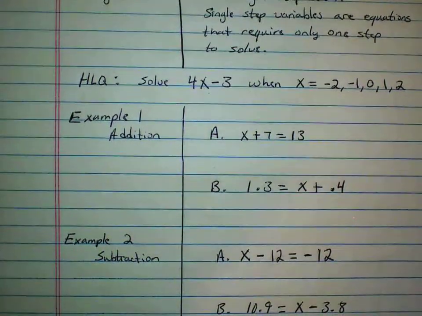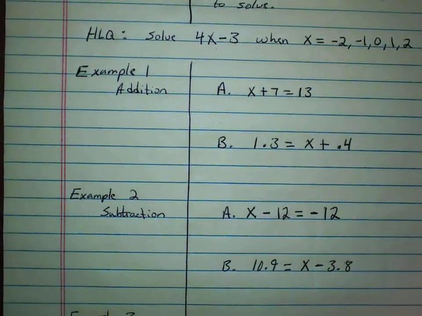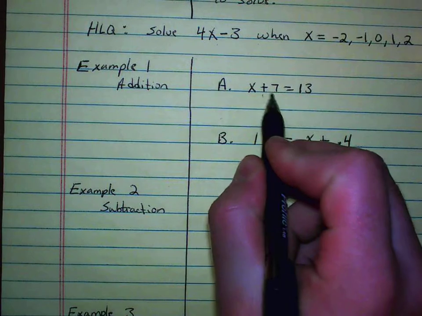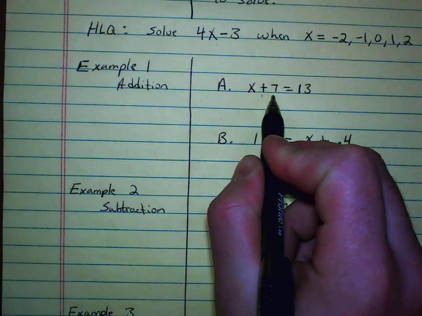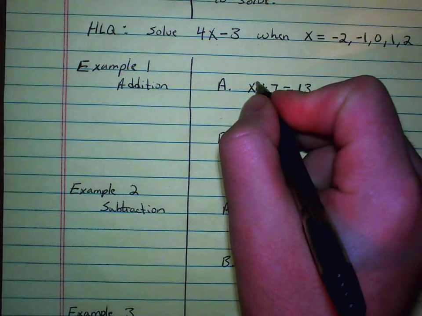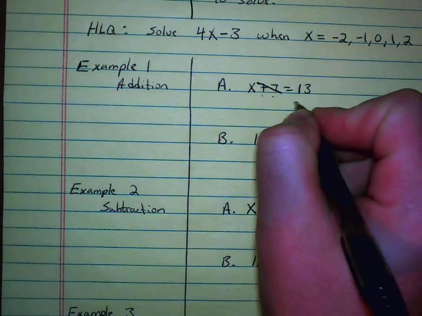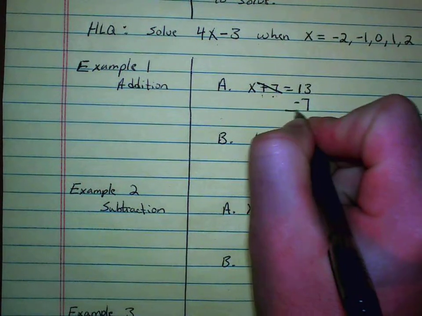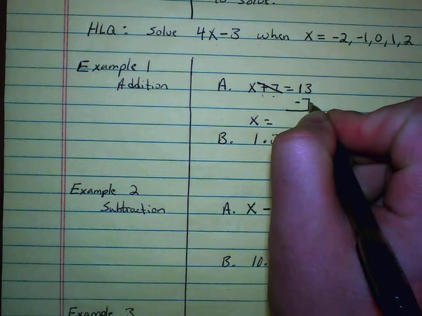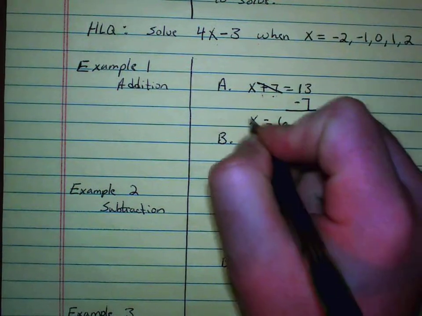Example 1, we're going to look at strictly addition type problem, when we have a variable plus a number. Now, the rule on all equations that involve variables is do the opposite. So if this says add 7, we need to subtract 7. Okay? So see where this says add 7? Scratch it out, bring it to the other side, put -7. X will equal 13 minus 7. 13 minus 7 is 6.